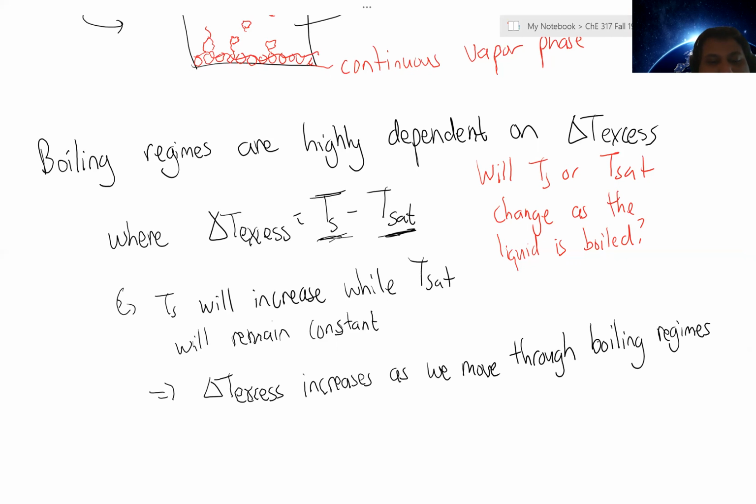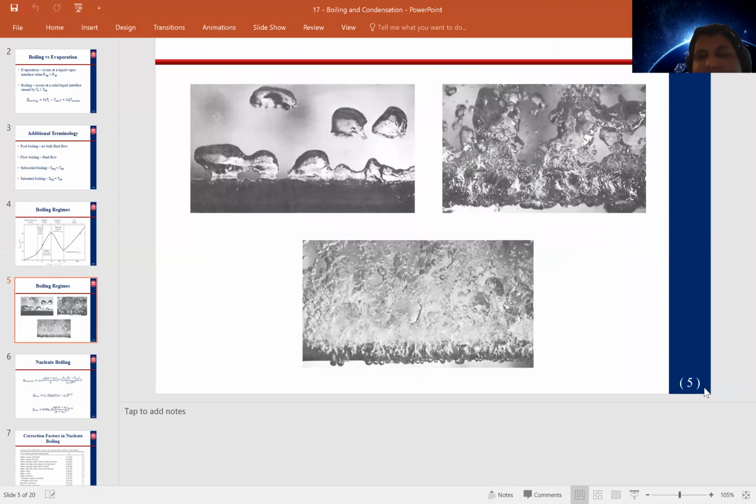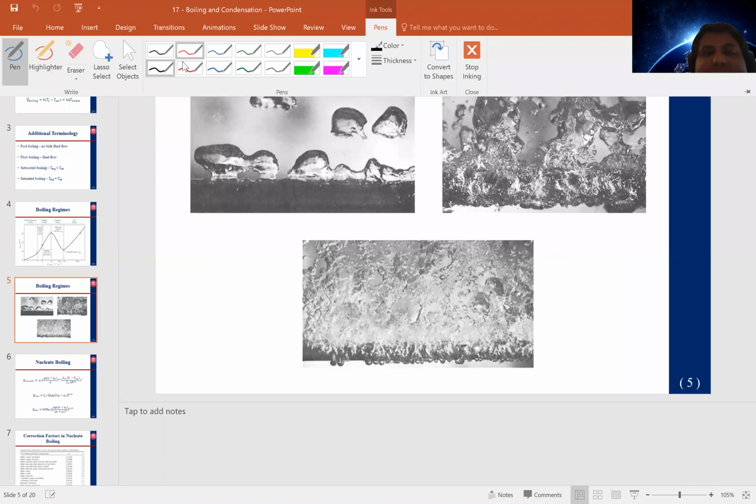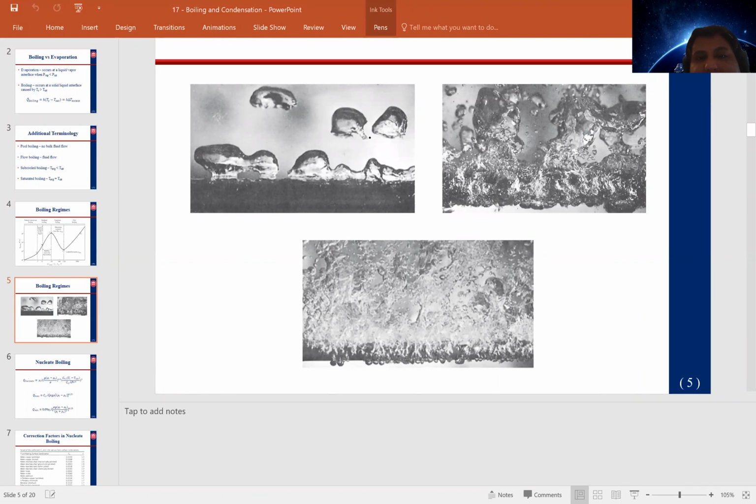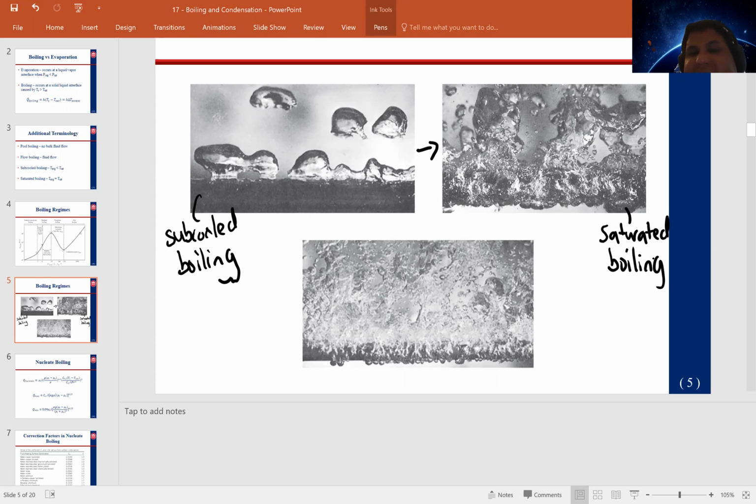And so we can start to see the existence and emergence of these boiling regimes, shown in the pictures here, where in this top right picture, we start to see bubble formation and bubbles breaking off from the surface, entering the bulk liquid. As we move from this subcooled boiling to the picture in the top right, we start getting to saturated boiling, where now we're seeing a lot more bubble formation.